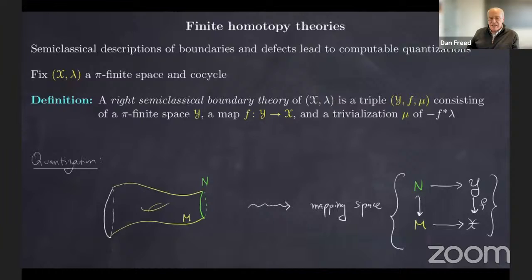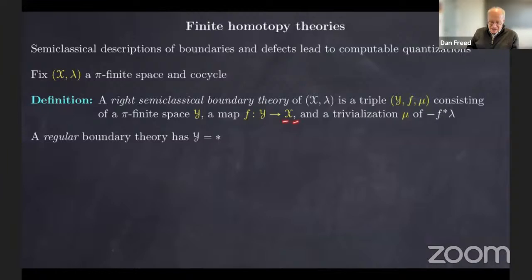So again, I'm going at warp speed just to give you an overview. I don't expect you to necessarily absorb it, but just to say that this is the data you can use. You can make an appropriate mapping space where the bulk is mapping into X as before, but on the boundary, you have a lift of the map to this Y, and that's the boundary data. So for example, the regular boundary theory, imagine that X is BG, we're summing over G bundles. On the boundary, we want to trivialize the G bundle. That's the gauge fixing. So that can be expressed in this language, and that leads to nice computations, as I'll illustrate.